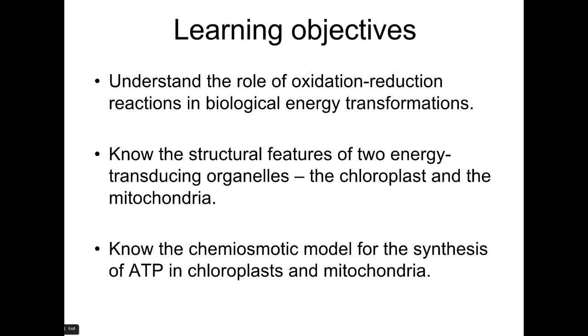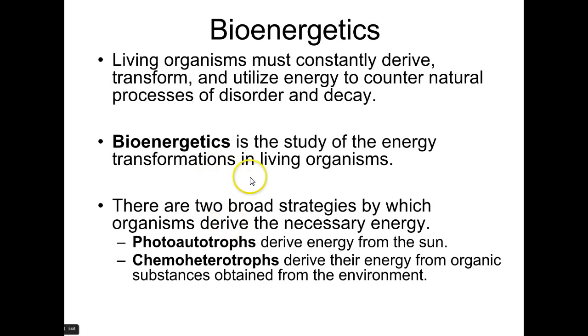Probably the most advanced feature that we have in cells is the way that ATP is made. And it's the chemiosmotic, and we've mentioned it before, and we're going to talk about that today. And we have this area of physics called bioenergetics, which is again biology, the physics of living systems.